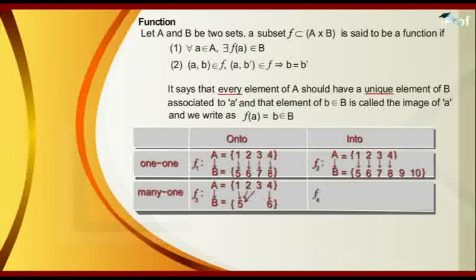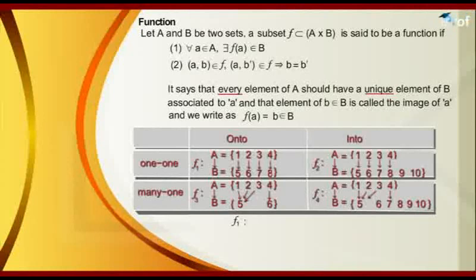Another function, f4, from A to B is defined as under. 1, 2, 3, 4 are the elements of A. The elements of B are 5, 6, 7, 8, 9, 10. The mapping goes: 1 goes to 5, 2 goes to 5, 3 goes to 5, 4 goes to 7. Now this type of function is called many one and into function.